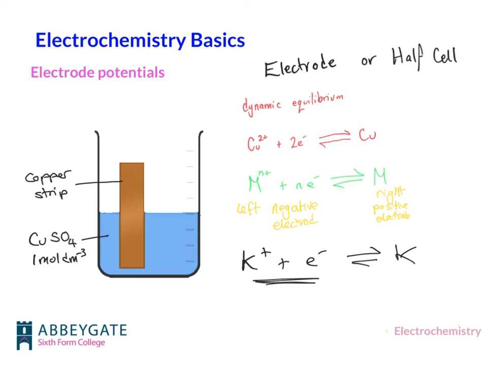If it were possible to make an electrode out of potassium in a solution of potassium ions, which quite frankly it isn't because the potassium would explode when you put it into an aqueous solution, but if it were possible, the position of its electrode would lie very, very much on the left-hand side. So it would lie on the left, and it would be a very negative electrode.